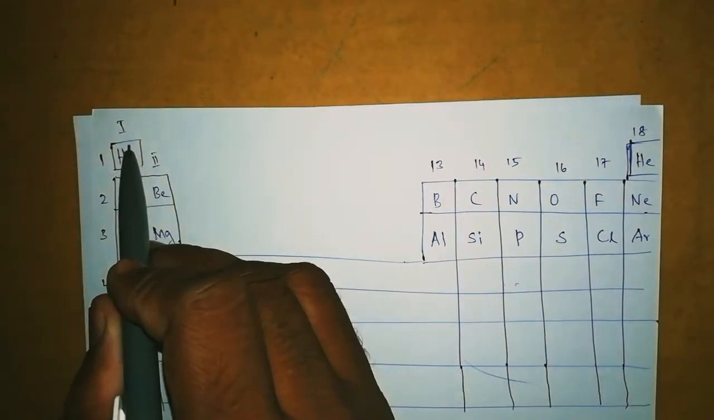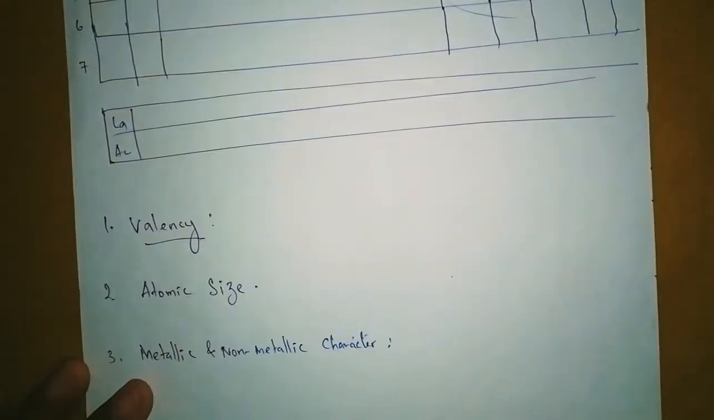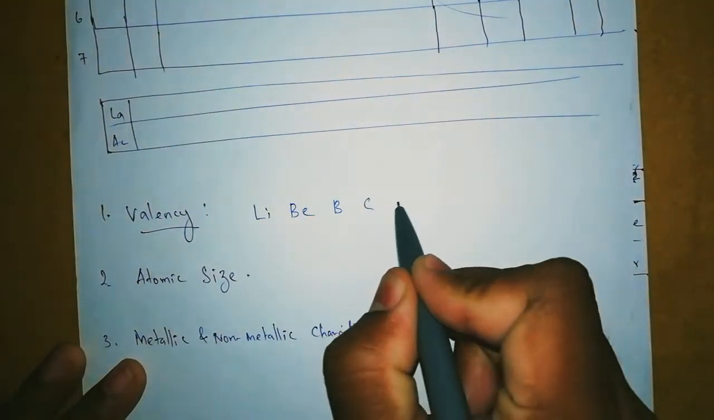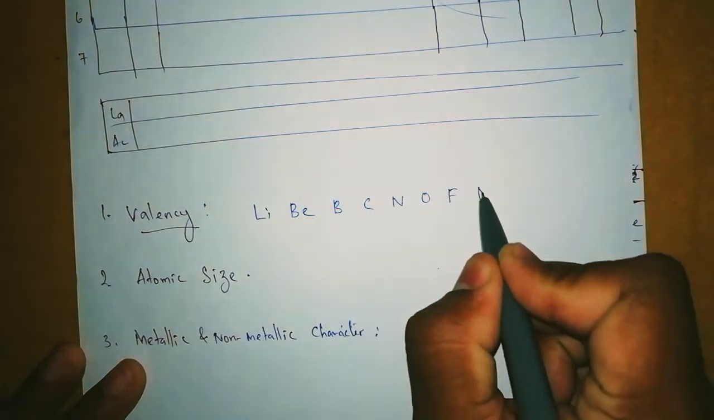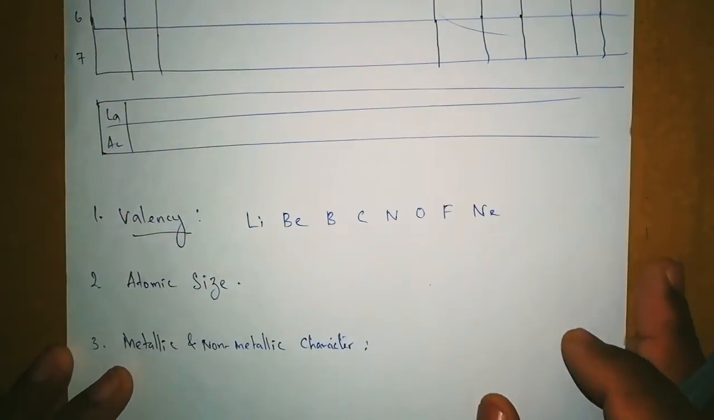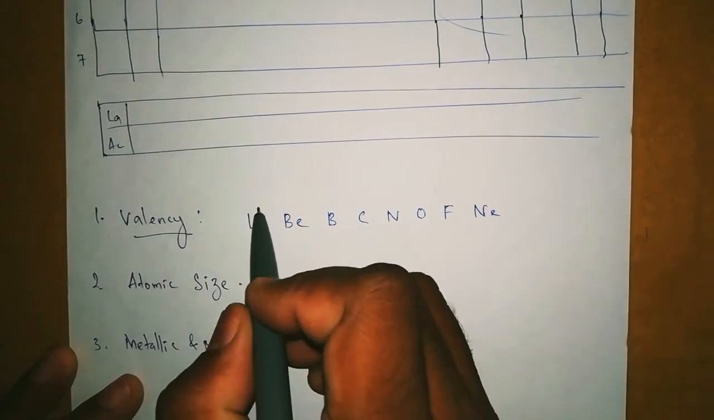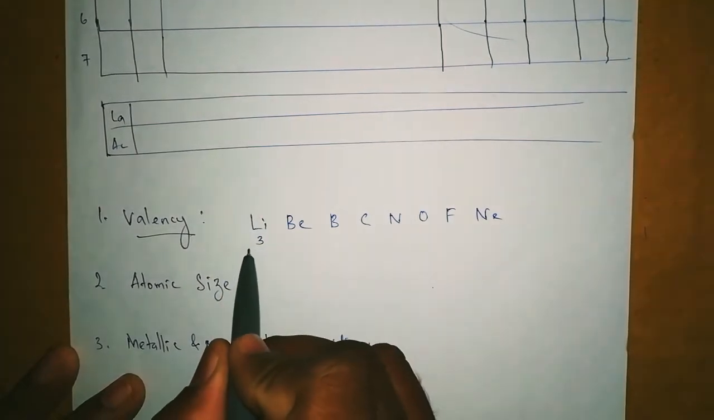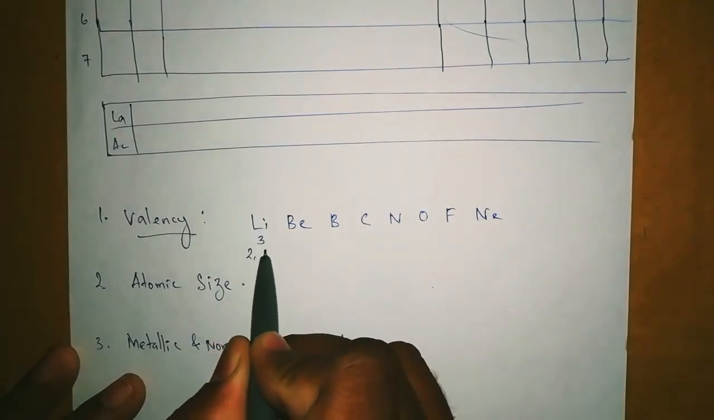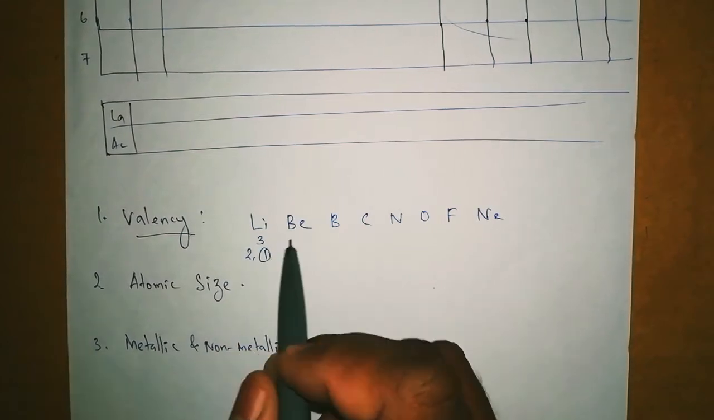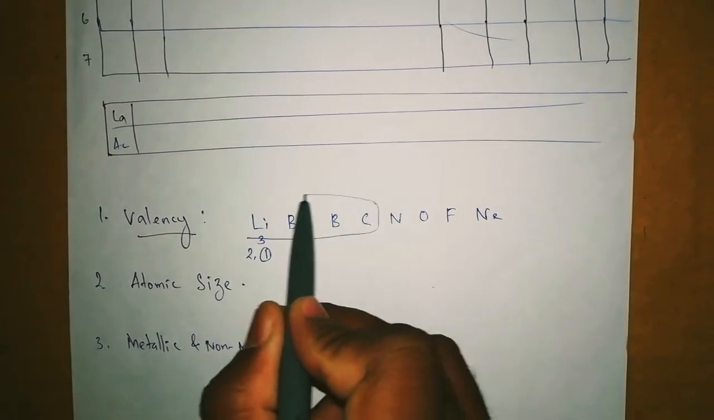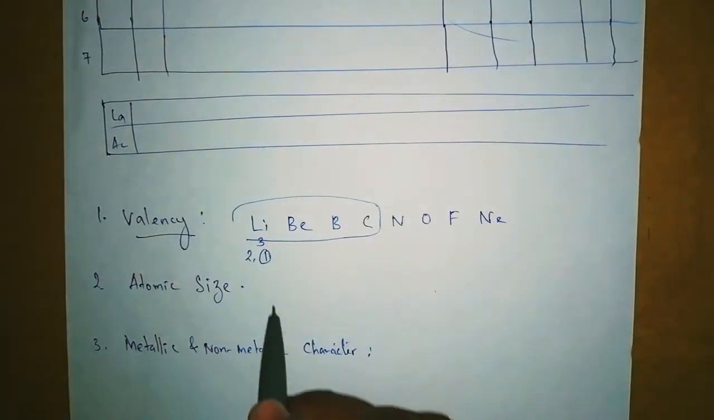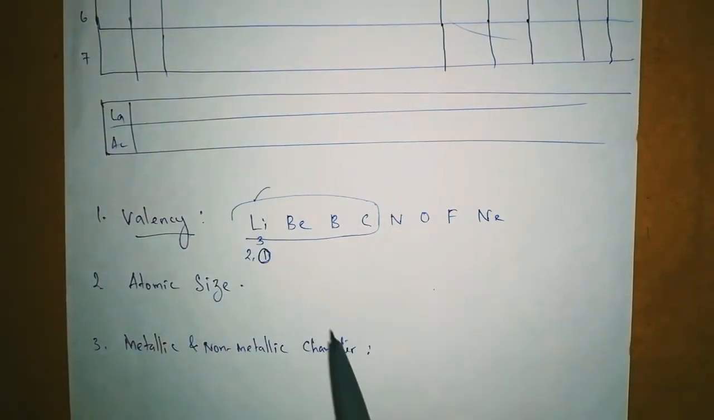Look at the example of lithium. I'm going to write it here: lithium, beryllium, boron, carbon, nitrogen, oxygen, fluorine, neon. If you see the valencies of these elements, lithium has atomic number 3, so the first shell has 2 and the second shell has 1. So for these first 4 elements, the valency depends upon their valence electrons itself, because lithium has 1 in the last shell, so 1 is the valency.